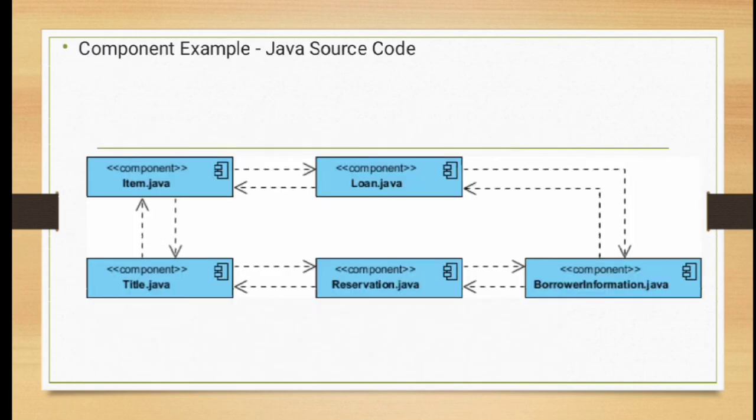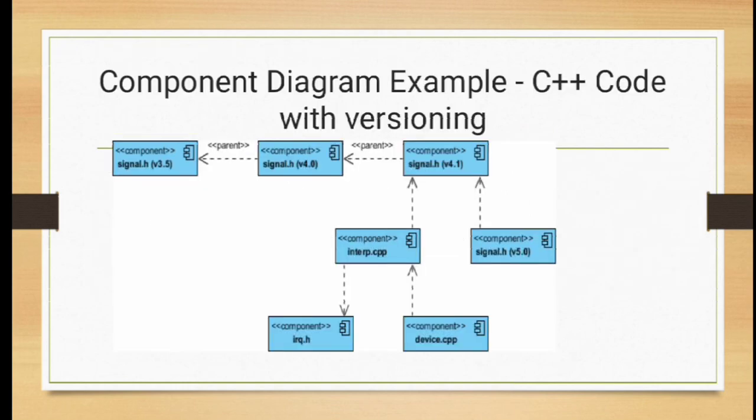There are some examples. Suppose there is a program in Java source code. Whatever files are included in Java, all are represented as components. Suppose there are Item.java, Loan.java, Title.java, Reservation.java or BorrowInformation.java; all of these are represented as components and they are related to each other in this way. This is one example of a component diagram. Or any C++ file, such as a header file, can be represented in this diagram, like single.h header file in version v3.5 or v4.0. These header files are represented as components in a component diagram.